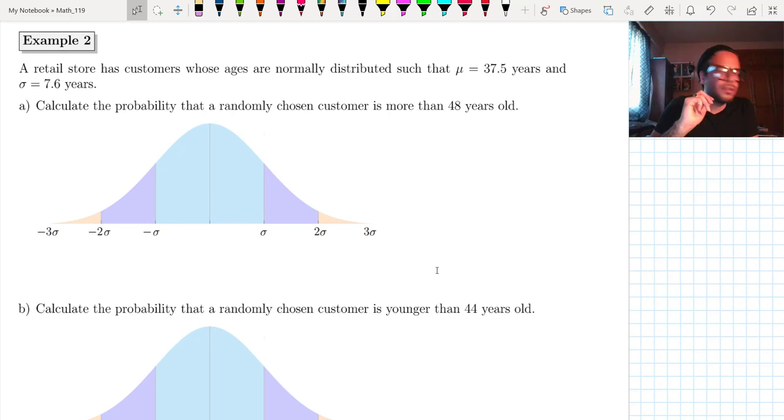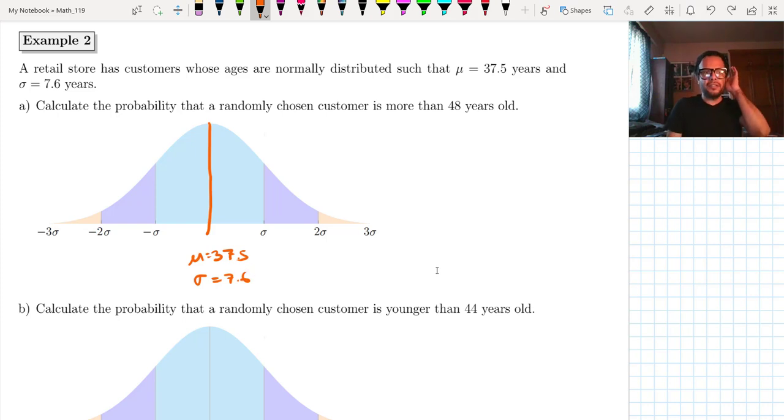Okay, so we have a different situation in which a retail store has customers whose ages are normally distributed, actually. In this case, the mean age is 37.5 years old, with a standard deviation of 7.6 years. Okay, so let's calculate the probability that a randomly chosen customer is more than 48 years old.